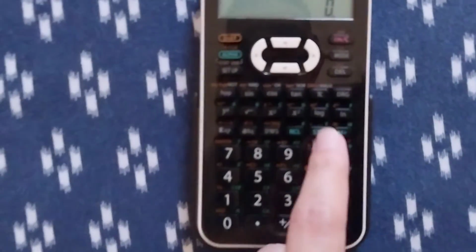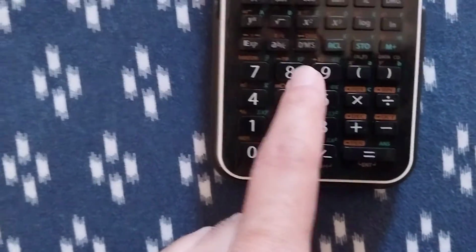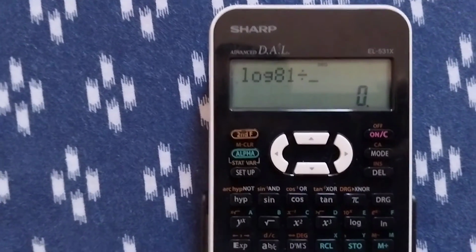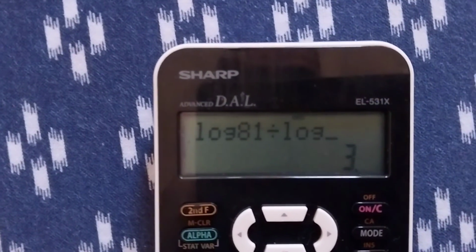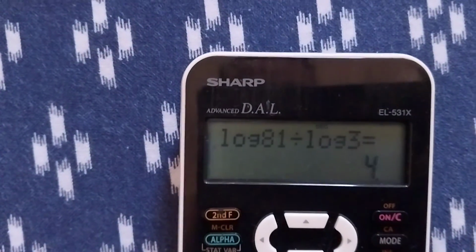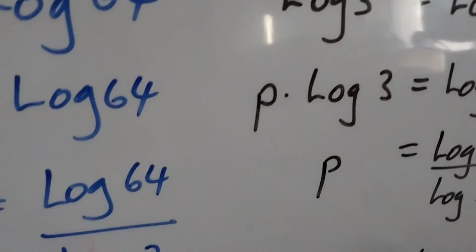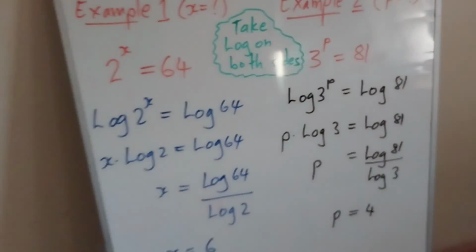Log of 81 divided by the log of 3. Just make sure it's the same thing on the screen. Log of 81 divided by log of 3. Need to press the equal sign. 4. So the power over here, the power p, is 4, which means 3 raised to the power of 4 is going to give us 81.